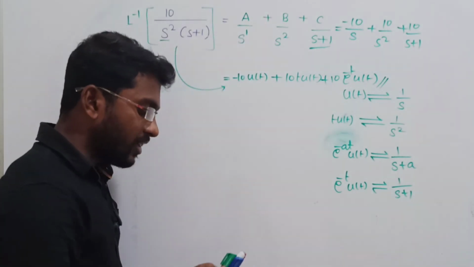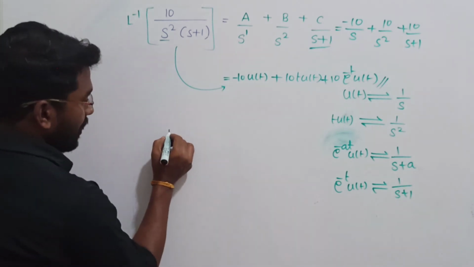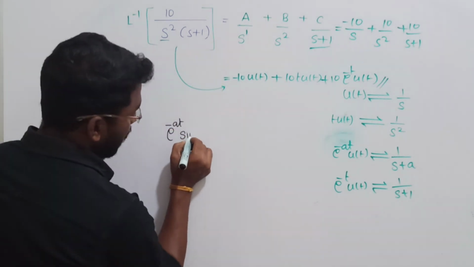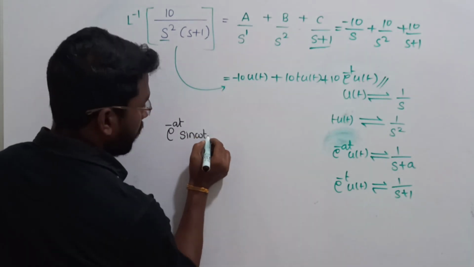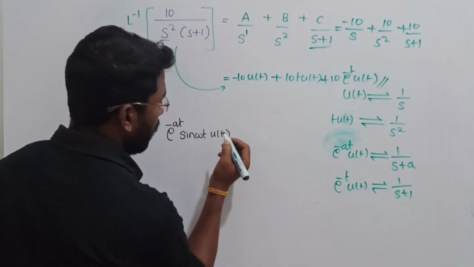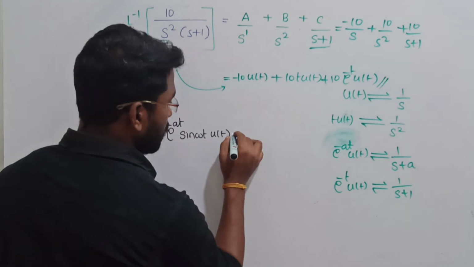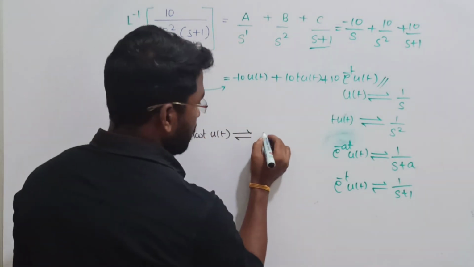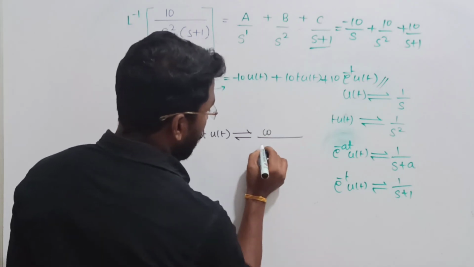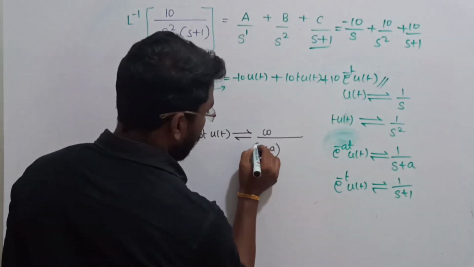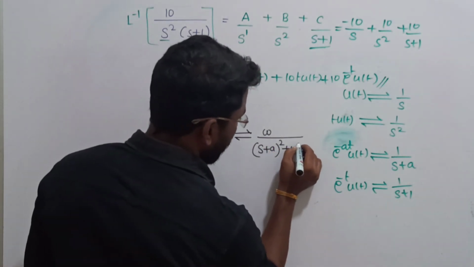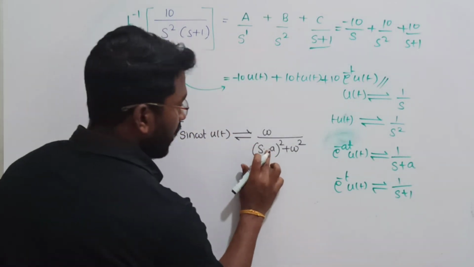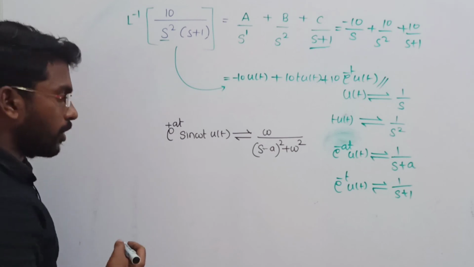And apart from this, I hope you all remember in our last lecture I told you e power minus at into sine omega t, of course it will be multiplied by u of t, to keep my signal only in the first quadrant or from the initial value. E power minus at into sine omega t, don't forget the formula is omega upon s plus a whole square plus omega square. Very very important formula. In the same way, suppose if I have plus here, then here you will get minus. That is also very very important.